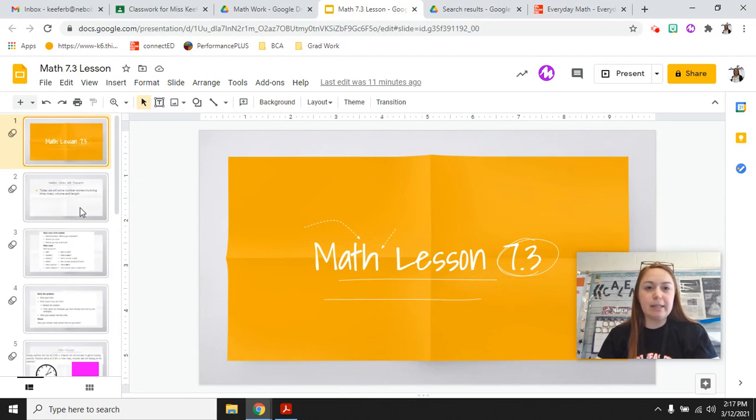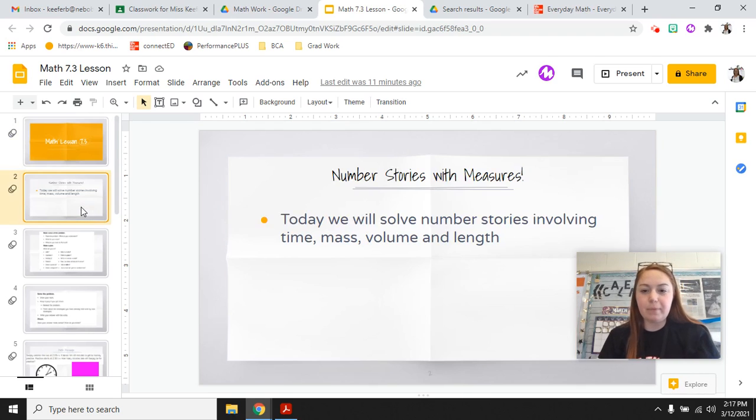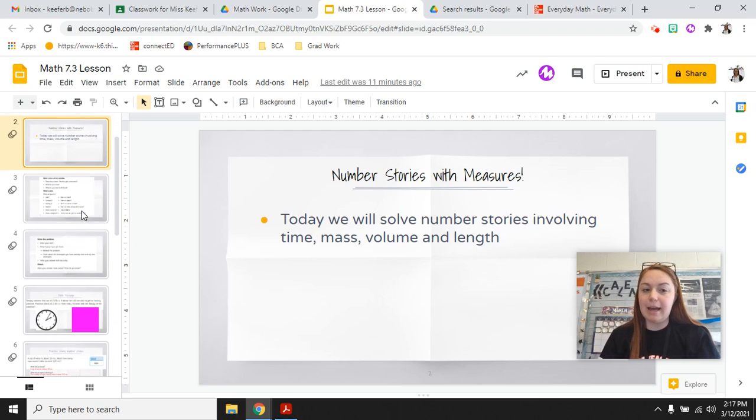Today, you are just going to need your whiteboards. We are not going to be looking at any problems in our workbook. You will do those with your teacher. We are going to be looking at number stories with measurement. So it's going to be using time, mass, volume, and length.